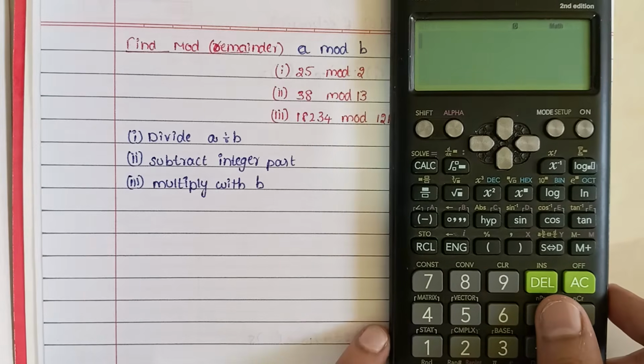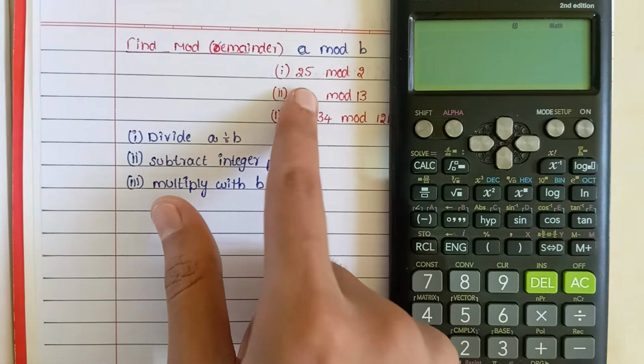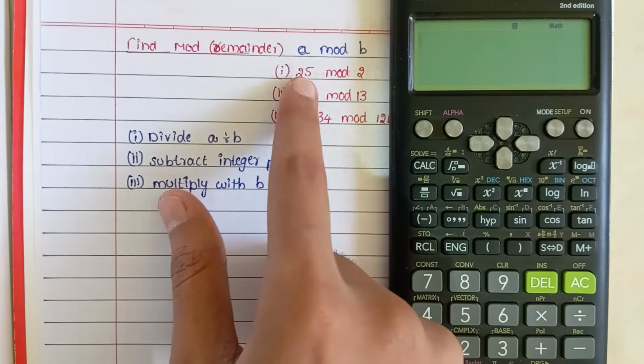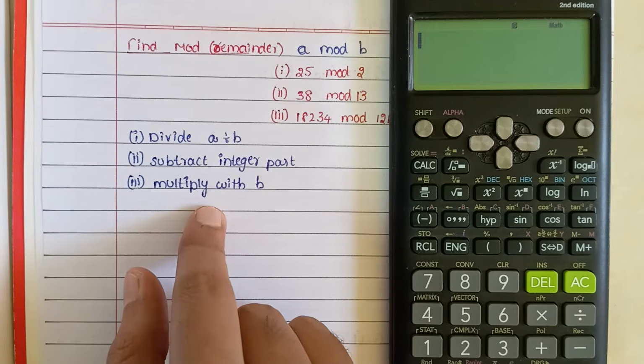So in this video we will find how to find the remainder of two numbers. Okay. So the first question is 25 divided by 2. We have to find the remainder. For that we have to follow these three steps.